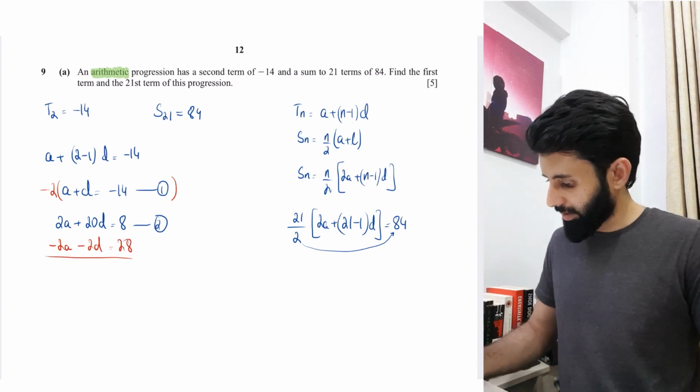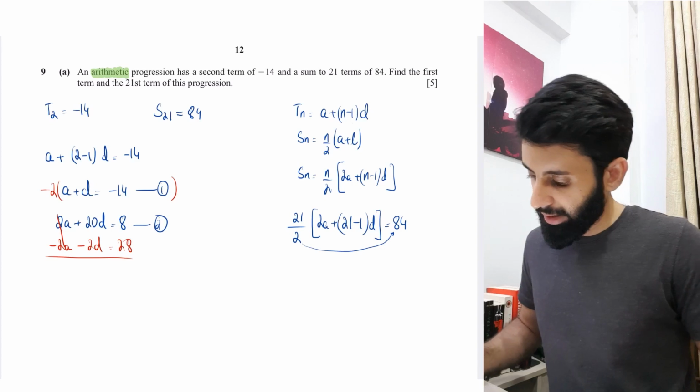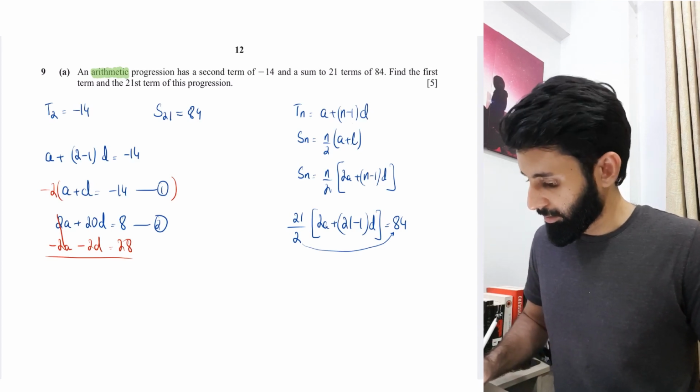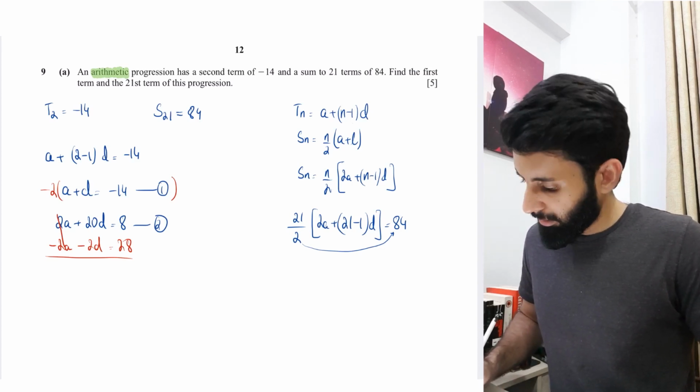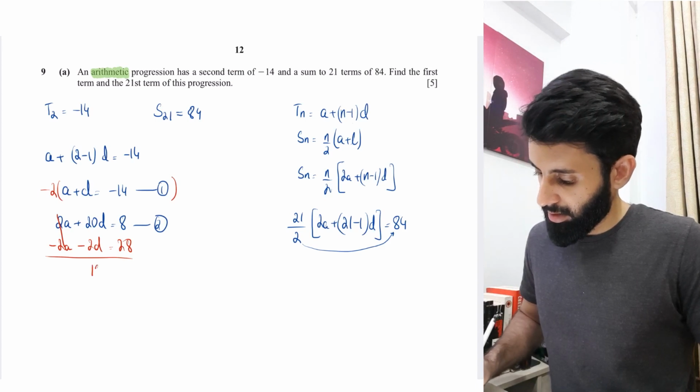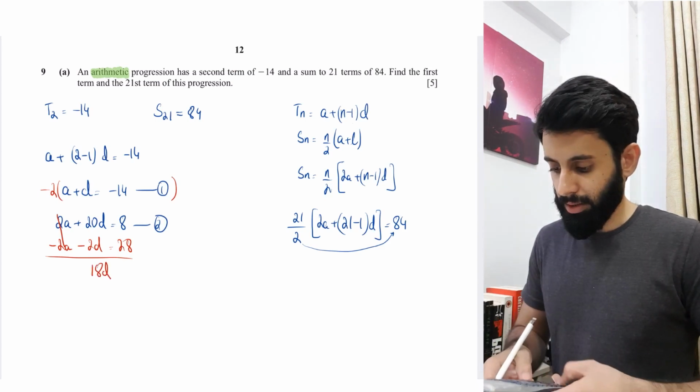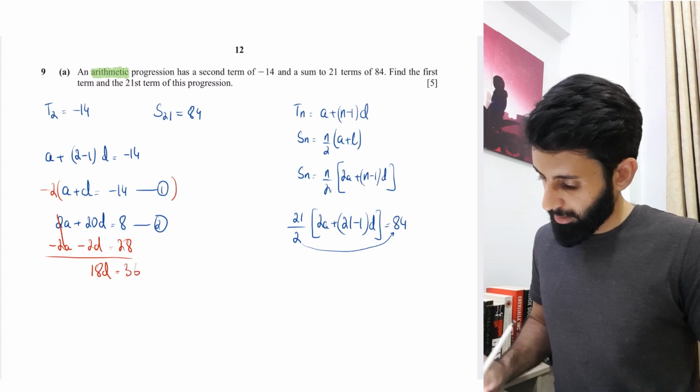All right, let me just make sure I haven't done anything wrong. Yep, looks good. So if I add the two equations, a and a get eliminated. That's the objective. 20d minus 2d is going to be 18d, and then we're looking at 28 plus 8, which is 36. So that means we have the common difference. So 36 divided by 18 is equal to 2.